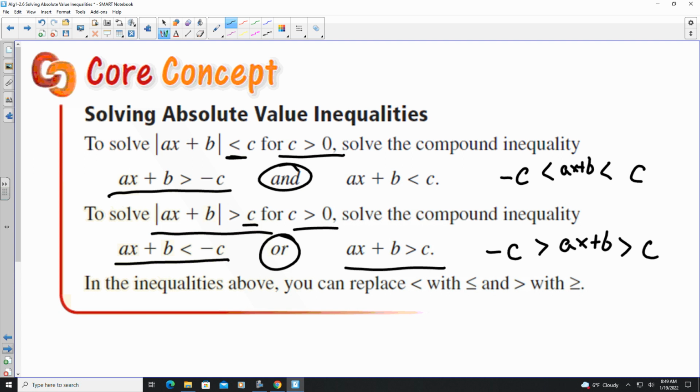If you notice, with this particular situation, the inequality is pointed towards the negative c. If you look over in this part of the situation, the inequality is pointed towards the ax plus b. It's consistent. It's just how it is written. And it works for both the less than or equal to and greater than or equal to. It's also going to be graphed the same as it was in 2.5, whether it's an and statement or if it was an or statement. Okay.